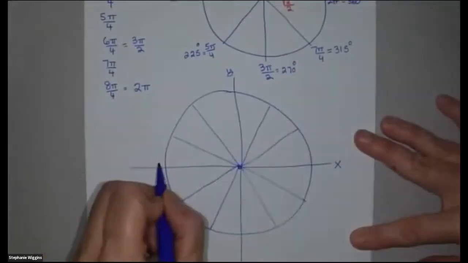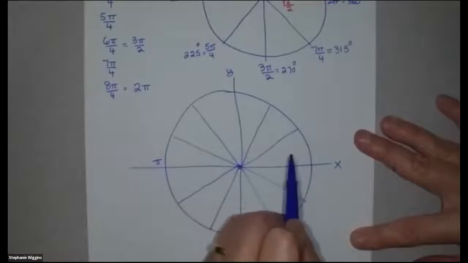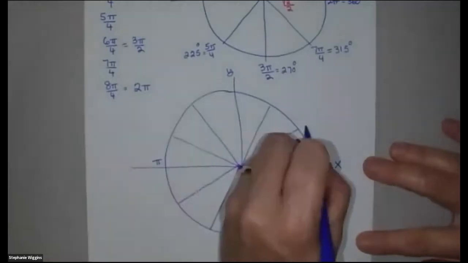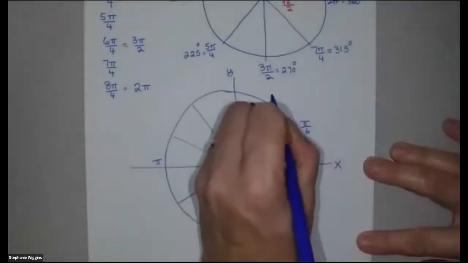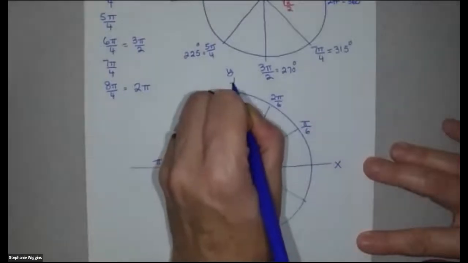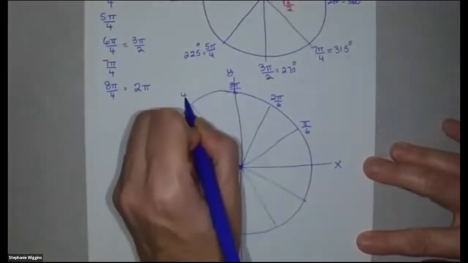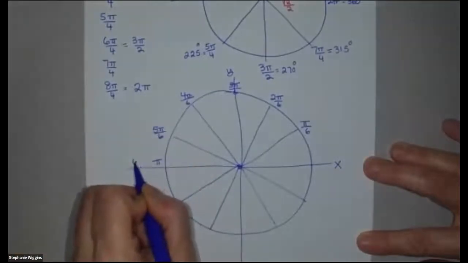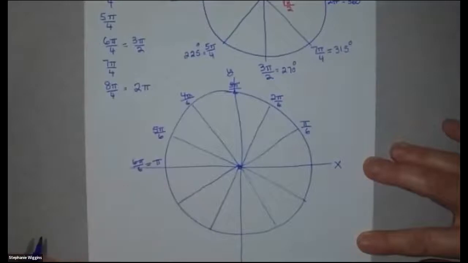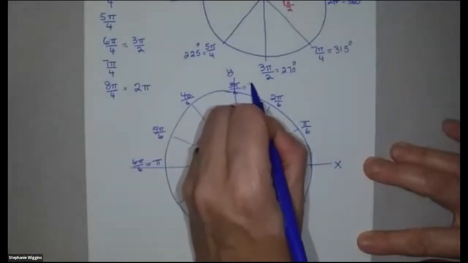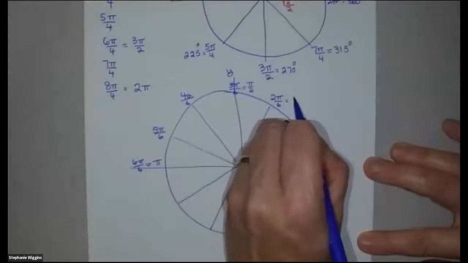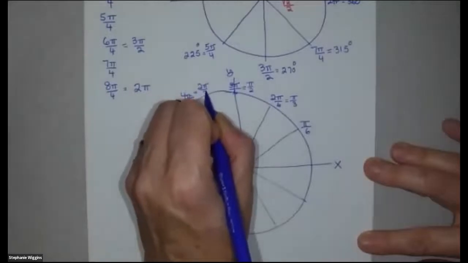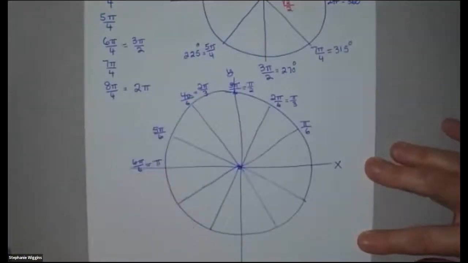So half a circle is pi, and that's 1, 2, 3, 4, 5, 6 pieces in a half circle. So this is going to be pi over 6, 2 pi over 6, 3 pi over 6, 4 pi over 6, 5 pi over 6, and then of course 6 pi over 6, which is just pi. This simplifies to pi over 2. This simplifies to pi over 3. Here this is 2 pi over 3. This can't be simplified, okay?